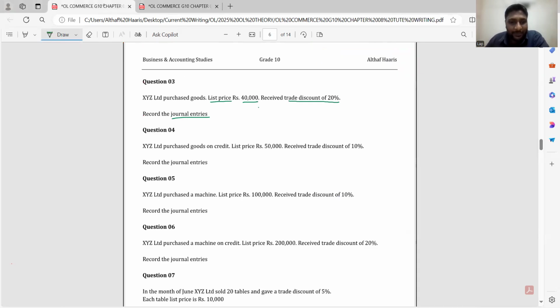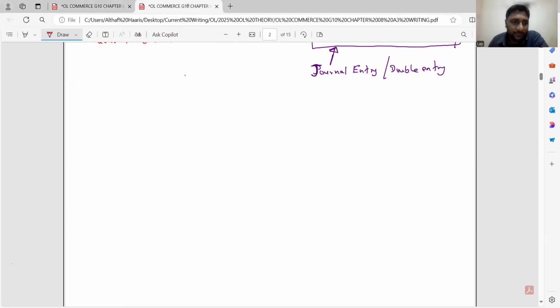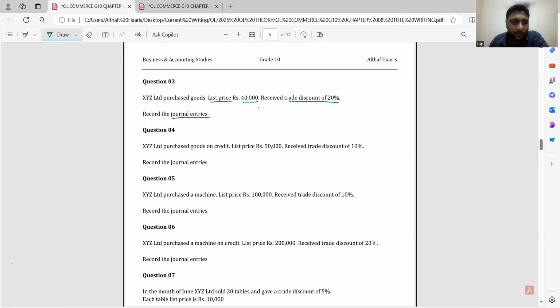Cool. Now let's move to the second question. Not the second one, the fourth one. Purchase goods on credit. This time on credit. List price 50,000. Trade discount. Again, highlight the word trade. Trade discount 10%.